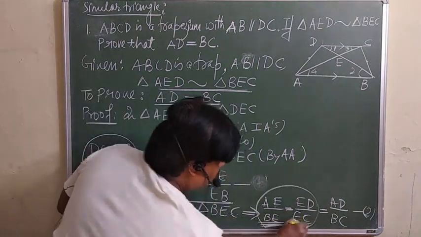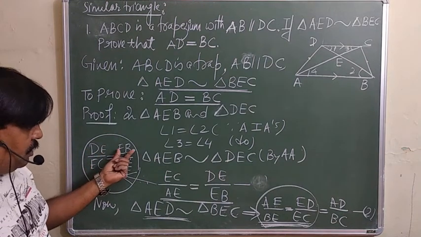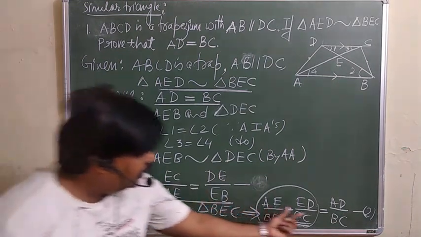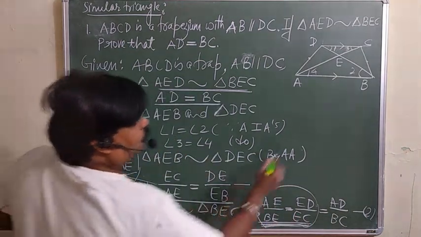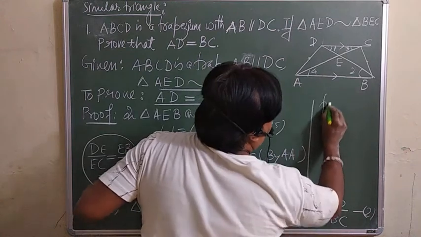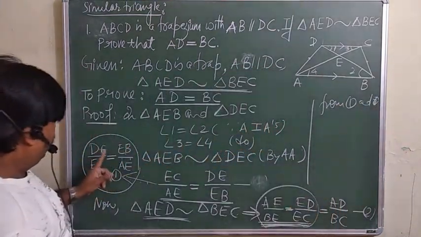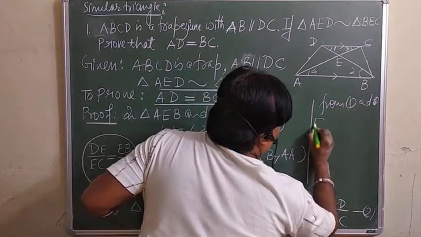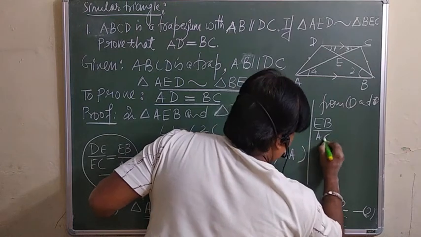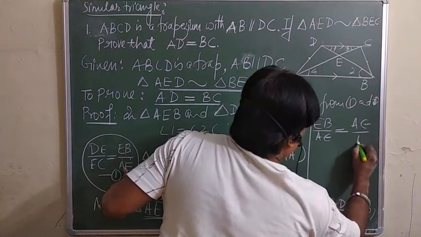Look at here now. This is ED over EC is equal to EB over AE. Here is ED over EC is equal to AE over BE. So from 1 and 2, you can write down this EB over AE is equal to AE over BE.